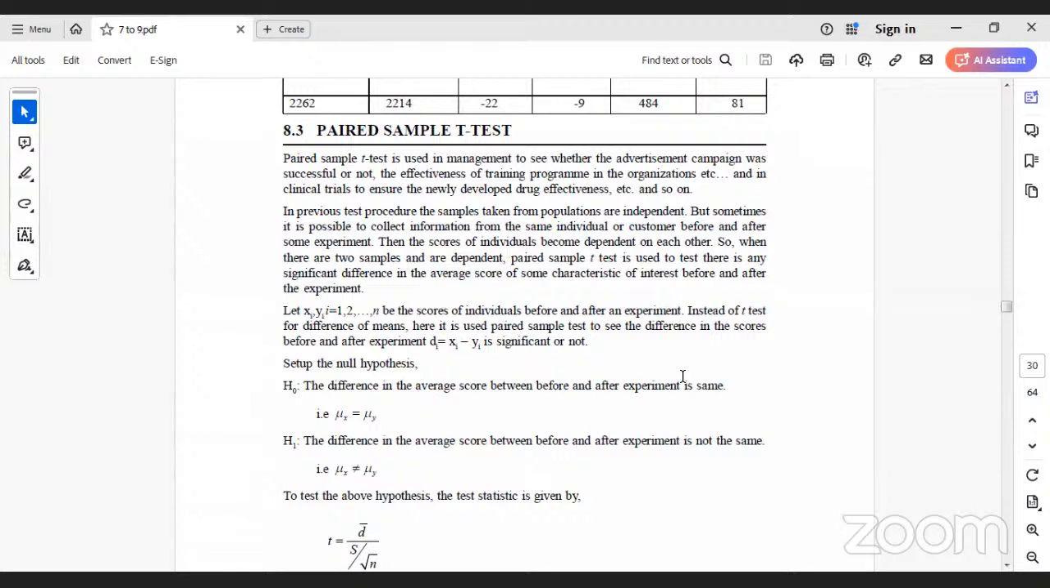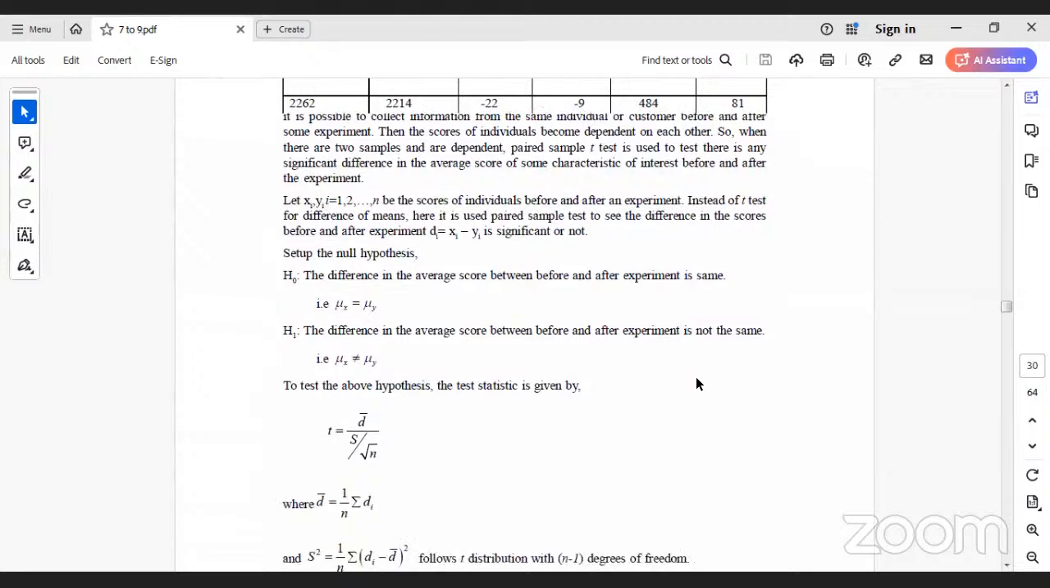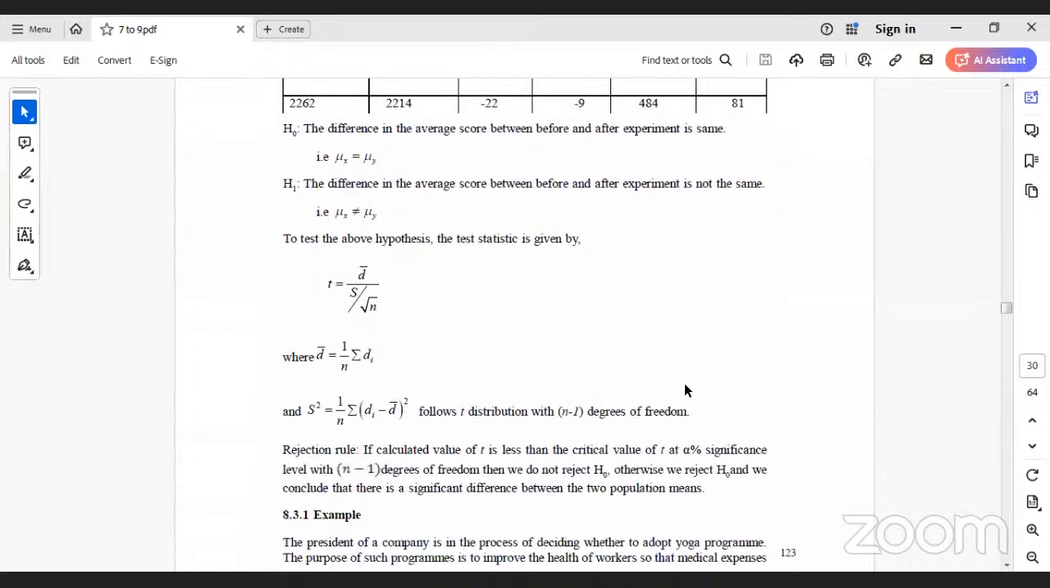So set the null hypothesis: there is no difference in the average score between before and after the experiment, mu x is equal to mu y. The alternative: the difference in the average between before and after the experiment is not the same, mu x not equal to mu y. To test the hypothesis, the test statistic is given by t equals d bar divided by s by root n, where d bar is 1 by n summation of di, and s square is equal to 1 by n summation of di minus d bar whole square. It follows the t distribution with n minus 1 degrees of freedom.